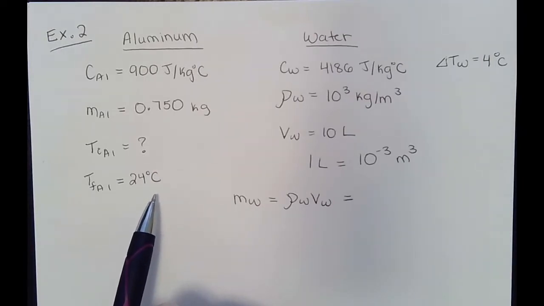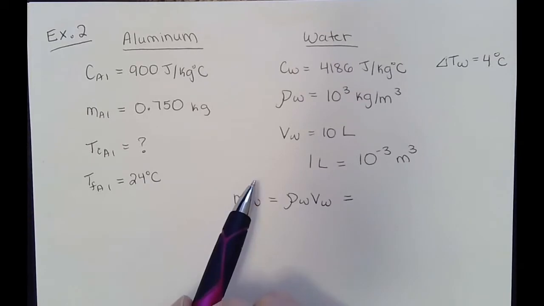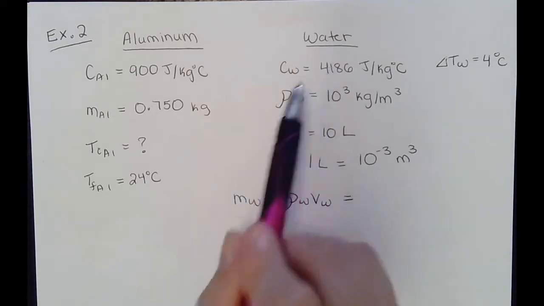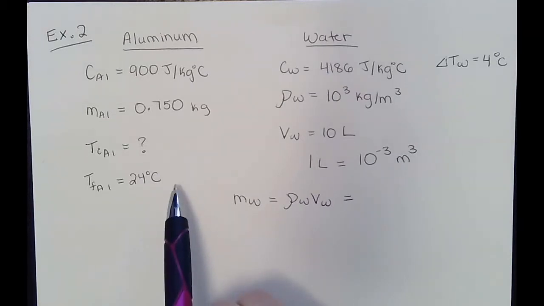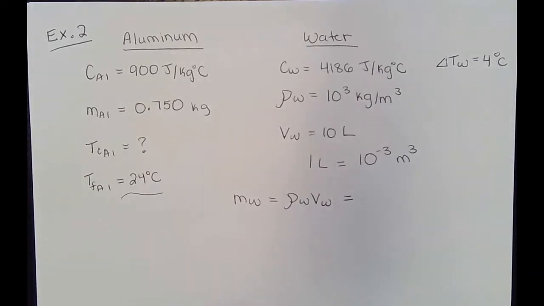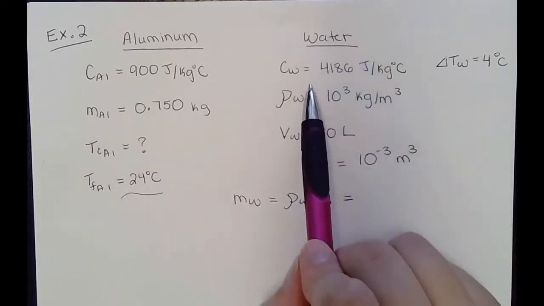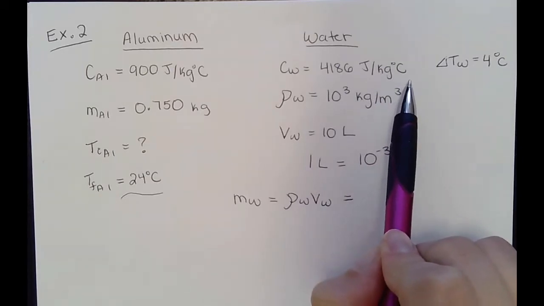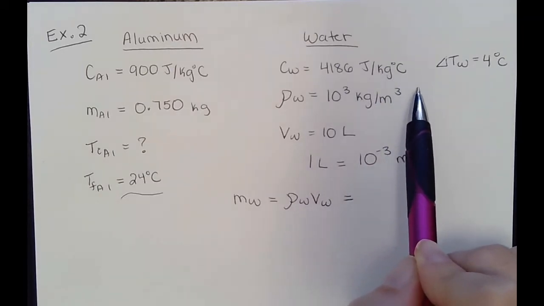This is because these substances, when left for a while, will come to thermal equilibrium. We know the water is at a final temperature of 24 degrees, and at thermal equilibrium, all substances will be at the same temperature, so that's the final temperature of both. Then C for water is 4,186 joules per kilogram degree Celsius. Again, I've said that one a few times, but we can look that up in a table.